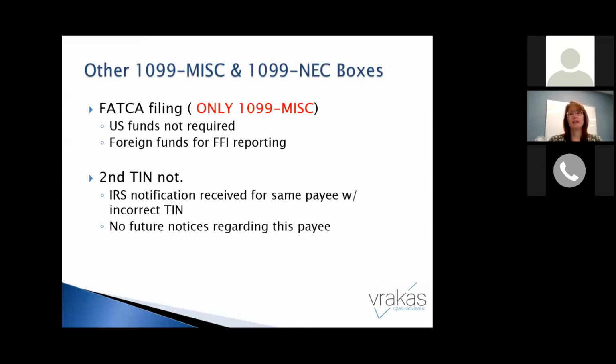Now, the second TIN notice box. This box is if you have received communication from the IRS for multiple years on one vendor. You're having issues getting the EIN correct, there are some matching issues with the IRS, and they've sent you multiple notices on this one vendor. You can mark this box and they won't send you any future notices for this particular vendor. You can't mark it for all of your 1099s, but only if you've received multiple notices on this.